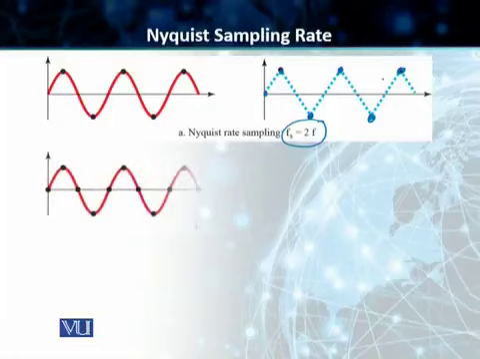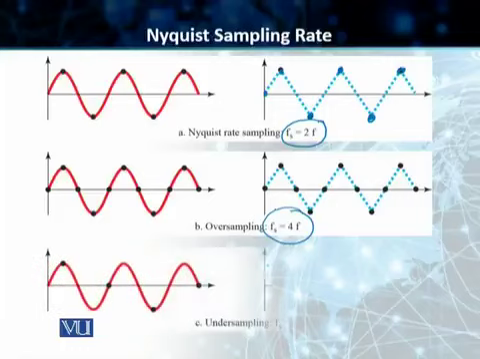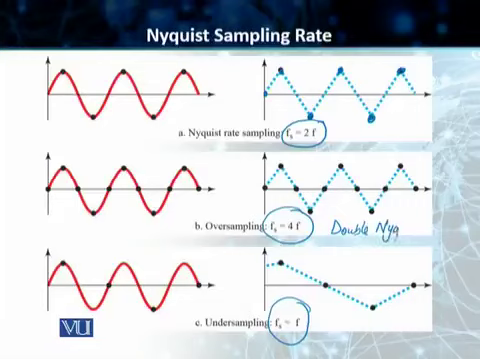Now, students, let's look at the second case. In the second case, students, we are sampling it with a frequency of Fs equal to 4f, which is 2 times the Nyquist rate. So in this case, we are sampling it at twice the Nyquist rate. Students, in the third case, we are sampling at a frequency of f, which is half the Nyquist rate. So this is double the Nyquist rate, and then we have got half the Nyquist rate.